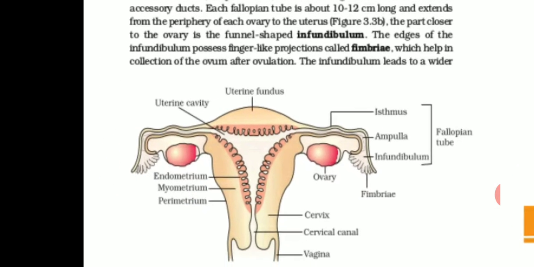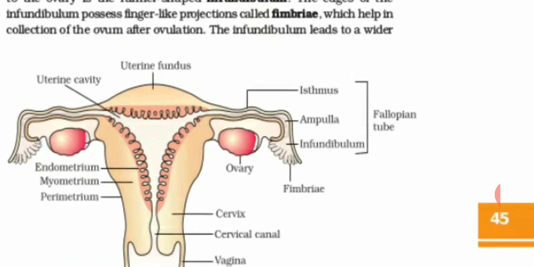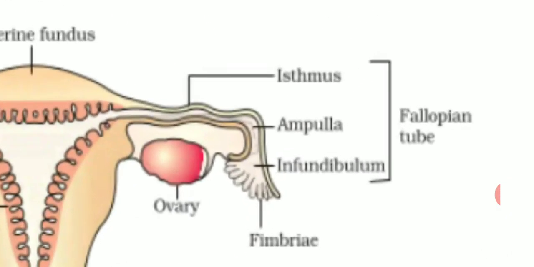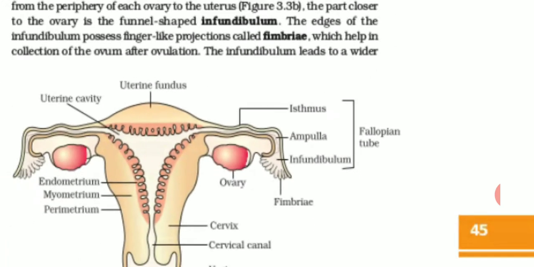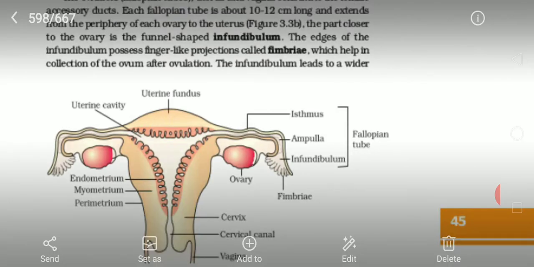Okay, just see this diagram. You can see here fimbriae. It is a finger-like structure. These are fimbriae. It is connected with the ovary. It helps to collect the ovum and transfers the ovum to the ampulla region, then to the isthmus region. Infundibulum, ampulla, isthmus. These are the parts of the fallopian tube.